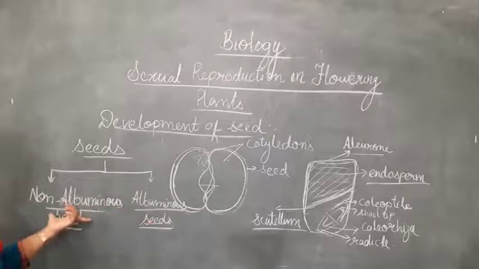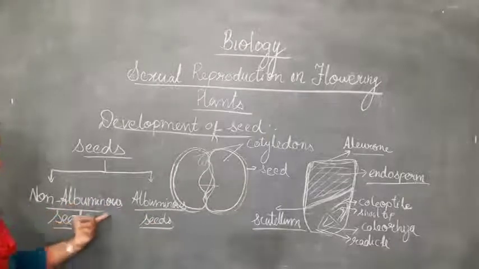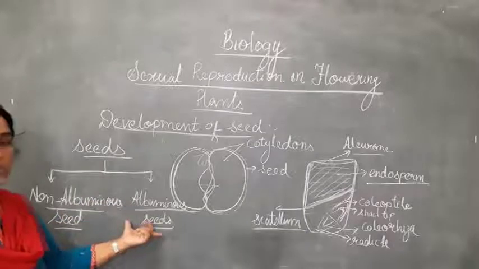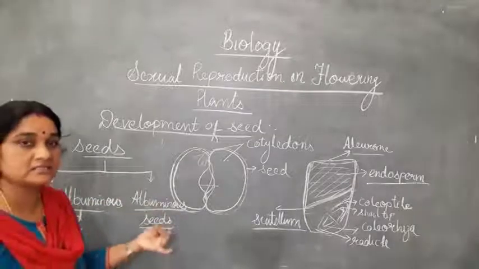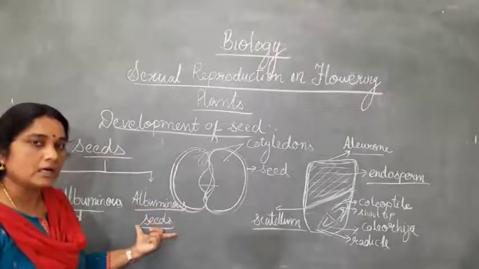Non-albuminous seeds are found in dicots like pea, gram and all. Albuminous seeds are found in monocots like wheat, rice, maize, castor, coconut, barley. All those are albuminous seeds.